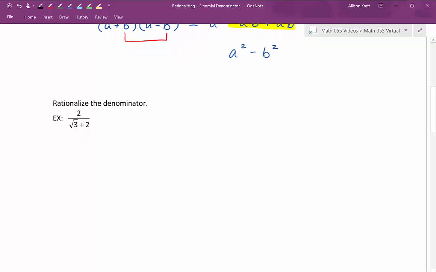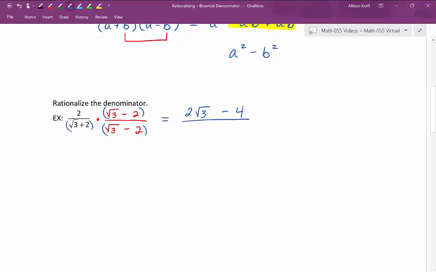2 over the square root of 3 plus 2. Since I have a binomial in my denominator, I know that I'm going to be multiplying the top and the bottom by the conjugate of the bottom, which is the exact same thing, but the middle sign is changed. So we're multiplying top and bottom by the square root of 3 minus 2. I'm going to put a bunch of parentheses around here since we need to distribute. There's no shortcut for the numerator. So let's multiply. We get 2 square root of 3 minus 4.